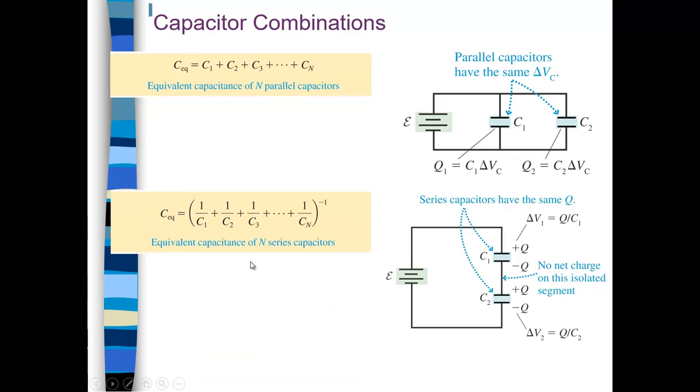Because of that, for capacitors in series, the equivalent capacitance is the inverse: you add up the inverse of each capacitance and then take the inverse of that, and that gives you the equivalent capacitance.